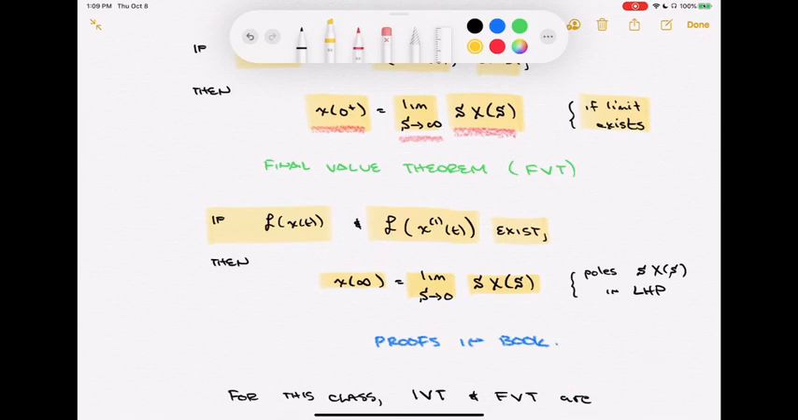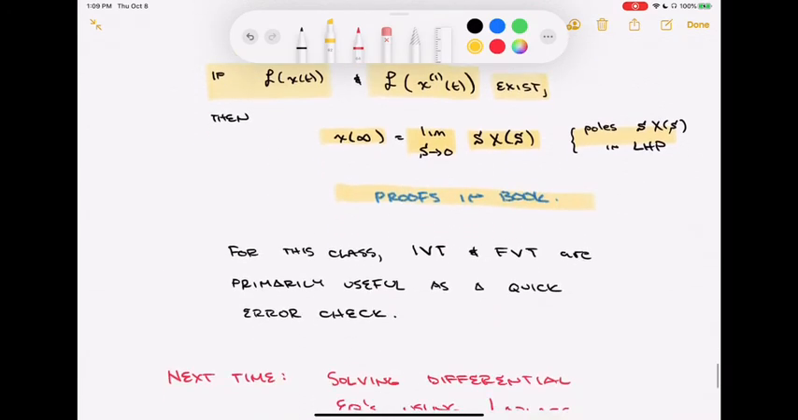And vice versa. If I'm looking for t equaling infinity, I'm going to be looking when s goes to 0. This is also conditioned on some mild conditions. It says the poles of s times X(s) have to be in the left-half plane. All the proofs are in the book. How are we going to use these guys?